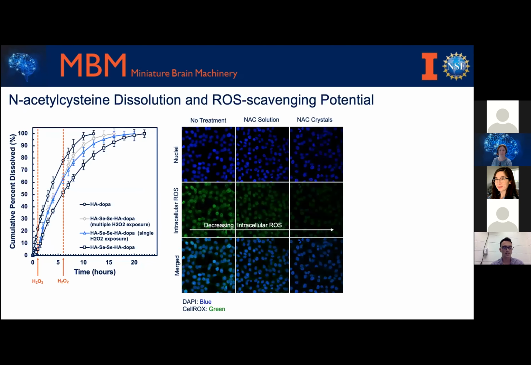The activity of the NAC crystals is also important. First, I confirm the release of NAC can be modulated by the presence of reactive oxygen species. The plot looks at NAC dissolution as a function of time and illustrates that following hydrogen peroxide exposure, the NAC release increases, notably the light blue and the gray curves.